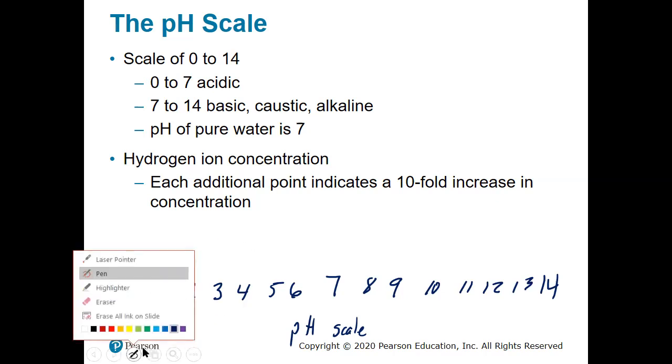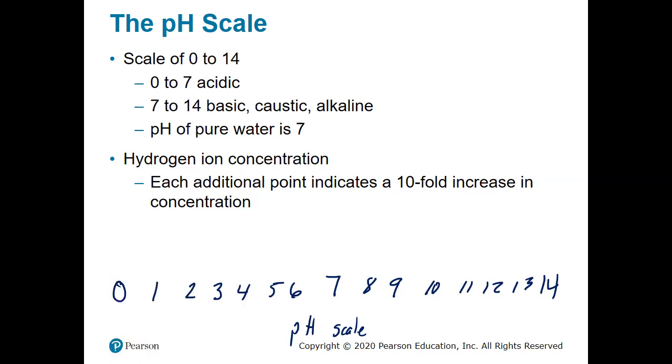It's a numerical scale. And for those of you that are math inclined, it is a logarithmic scale. Now, if that doesn't mean anything to you, basically what you need to know is this. On a logarithmic scale, every point increase or decrease represents a tenfold, a 10x increase or decrease in hydrogen concentration.